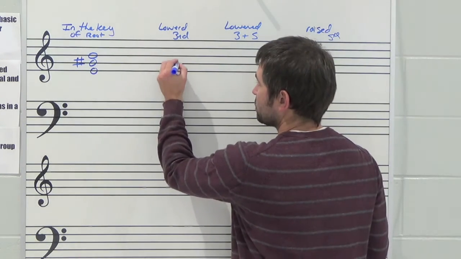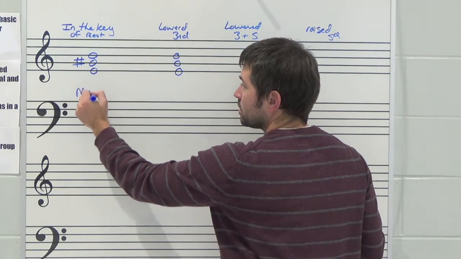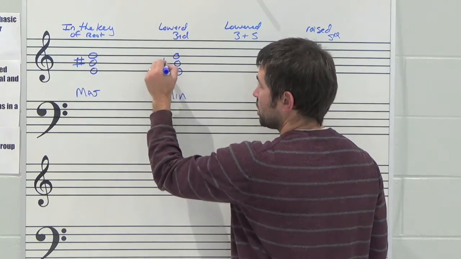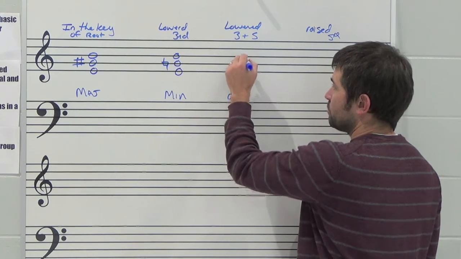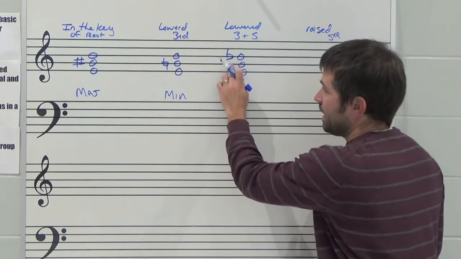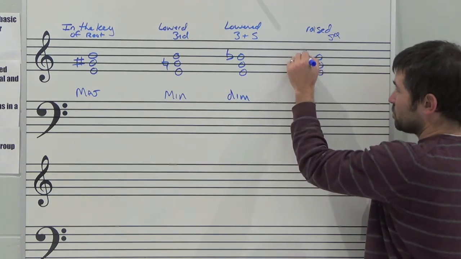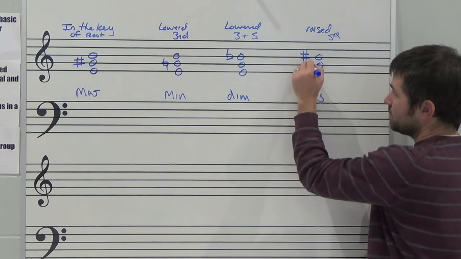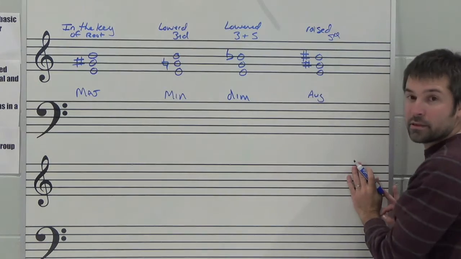Okay, so what I'm going to do to make it a minor triad is lower the third. So instead of G sharp, it's going to be G natural. And for diminished, we have G natural and B flat. And for augmented, I'm going to raise the fifth, so I'm going to have a B sharp and a G sharp, because I need a major third and then a raised fifth.